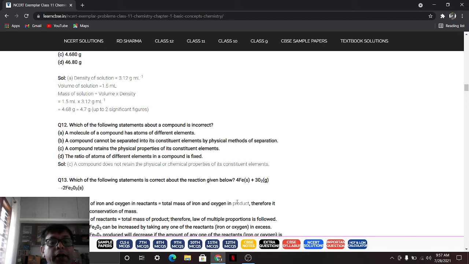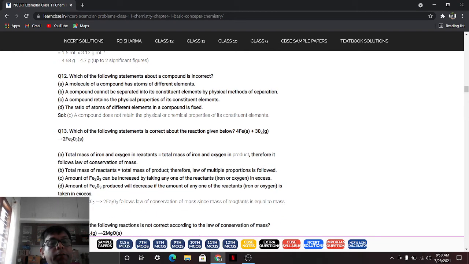A compound cannot be separated into its constituent elements by physical methods of separation. ಇಂದ separate ಮಾಡ್ಲಿಕ್ಕೆ ಆಗಲ್ಲ, ಅದು ಕೂಡ correct. A compound retains the physical properties of its constituent elements. ಇದು ತಪ್ಪು. Constituent elements ಏನು physical property ಇರುತ್ತೋ ಕಾಂಪೌಂಡ್ ಆದ್ಮೇಲೆ ಅದೇ ಉಳಿಯೋಲ್ಲ, ಚೇಂಜ್ ಆಗುತ್ತೆ, ಅದರಿಂದ ಅದು ತಪ್ಪು. D, the ratio of atoms of different elements in a compound is fixed. That is correct. H2O ಅಂತ ಇದೆ, ಹೈಡ್ರೋಜನ್ 2, ಆಕ್ಸಿಜನ್ 1, ಈ ರೇಷಿಯೋ ಫಿಕ್ಸ್ ಆಗಿರುತ್ತೆ, ಅದು ಚೇಂಜ್ ಆಗಲ್ಲ. That is also correct. Therefore option C is the wrong answer here.